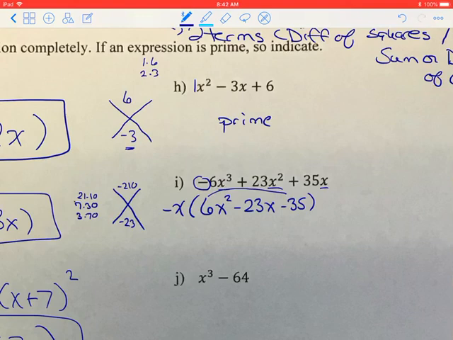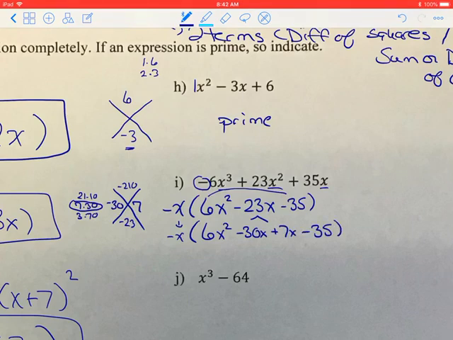But if I look at 30 and 7, those would subtract to make 23. So that would be a good pair to use. I want it to add to be a negative, so I need my bigger number negative. All right, so bring down this minus x. And now we're going to take our middle term and split it. So I'm going to do a minus 30x and a plus 7x, and then bring down my minus 35.